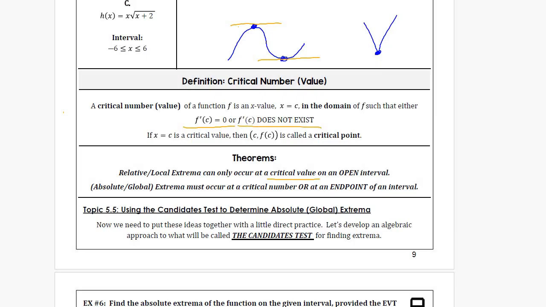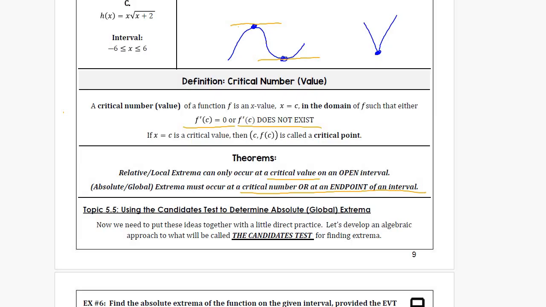So we have to consider two different things. One, f prime is 0. Two, f prime does not exist, okay? And our relative extrema can only occur at a critical value, and our absolute extrema have to occur at a critical number or at an endpoint if we are on a closed interval.